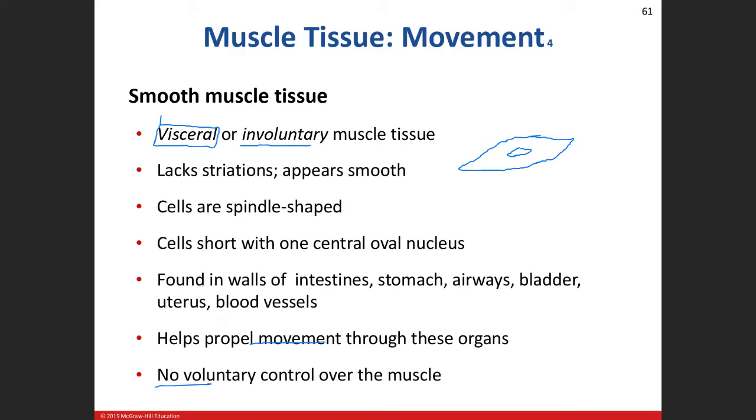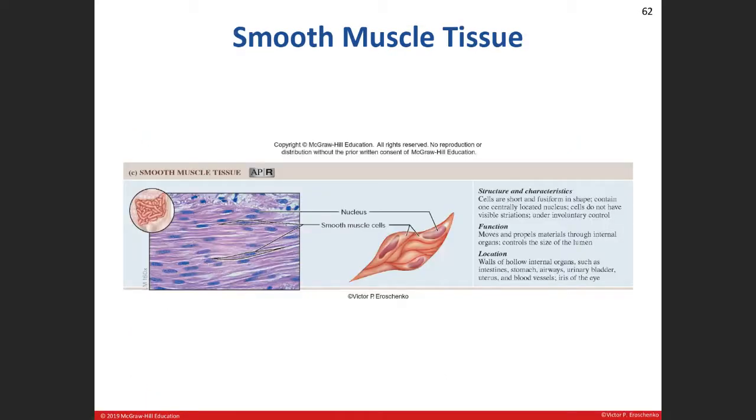And finally, the last one right here. Here's a picture of the cells here. So again, when they contract, they kind of twist on themselves. But you don't see any striations here in the cells themselves of the tissue.